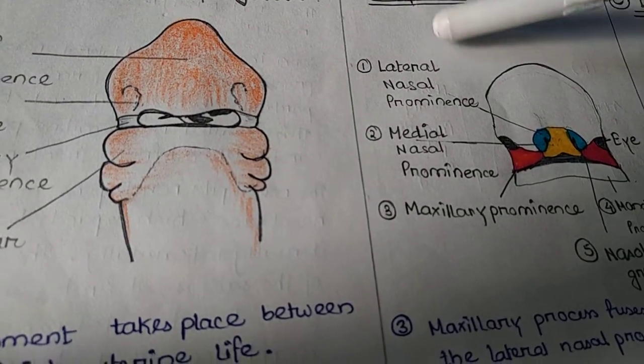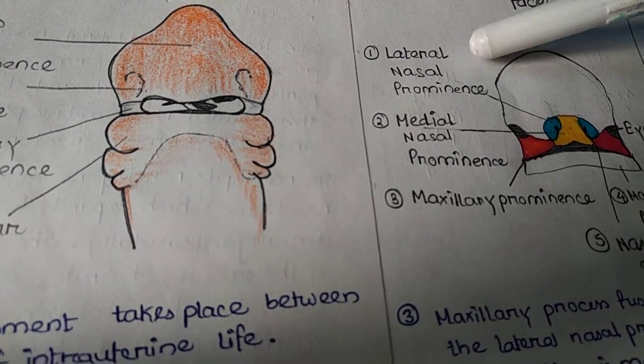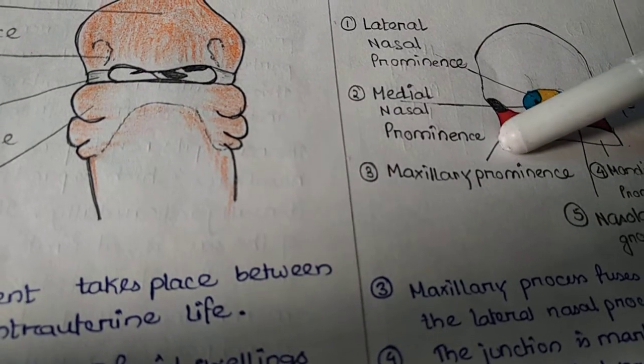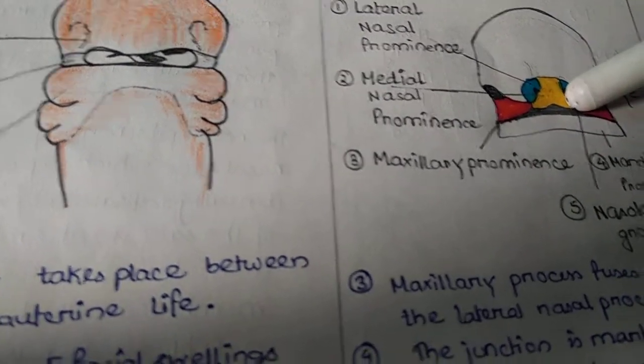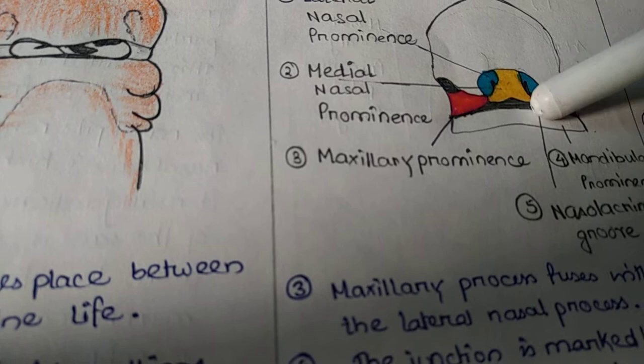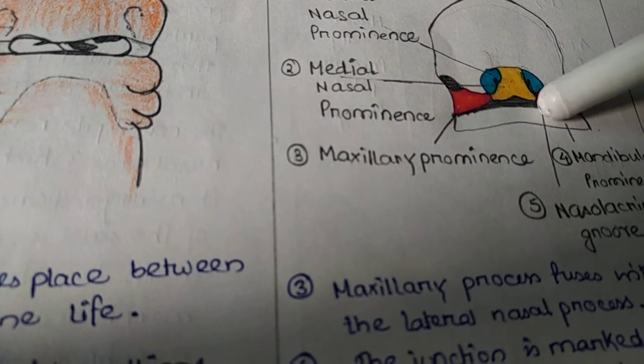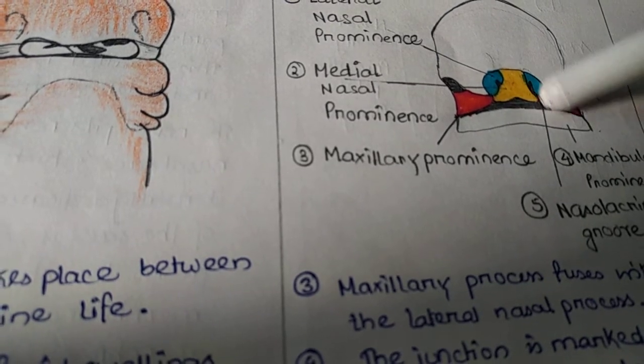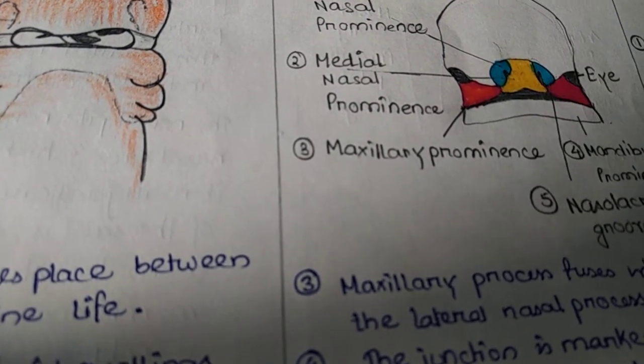By day 37 the face is still developing. Now the prominences will form the lateral nasal prominence, the medial nasal prominence and the maxillary prominence, and here you can see a groove, which is called the nasolacrimal groove. This black portion is the nasolacrimal groove, which will later form the nasolacrimal duct.